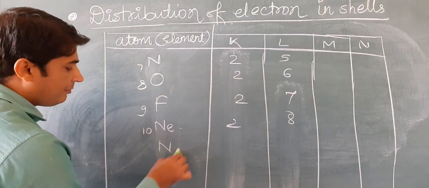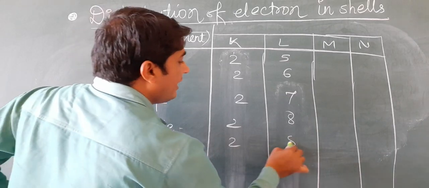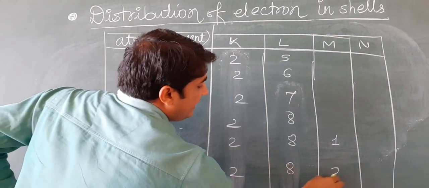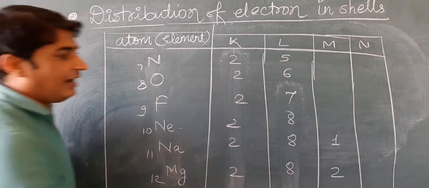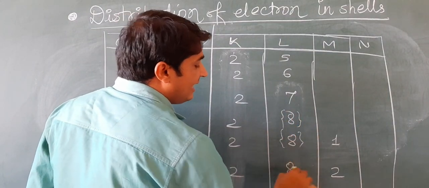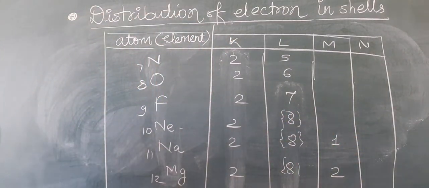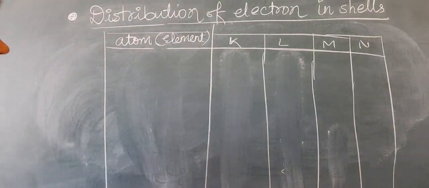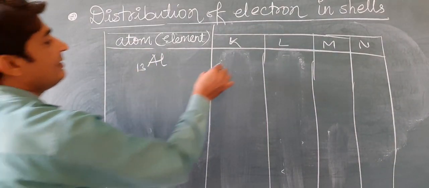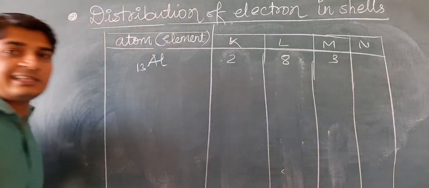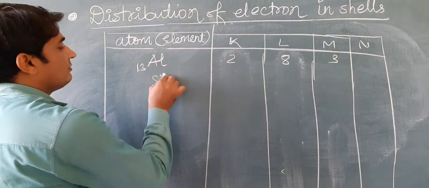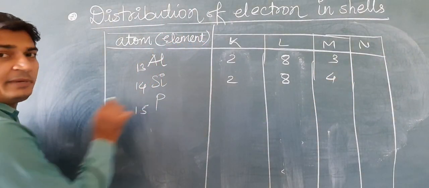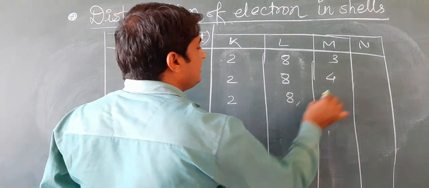Okay, sodium, 11 atomic number, 2, 8, 1. Magnesium, 12 atomic number, 2, 8, 2. After completely filling the second cell, electrons move to the third cell. So after magnesium we can write down aluminium. In aluminium, atomic number 13, 2, 8, 3. Total 13 electrons. Silicon, 14, 2, 8, 4. Phosphorus, atomic number 15, 2, 8, 5.